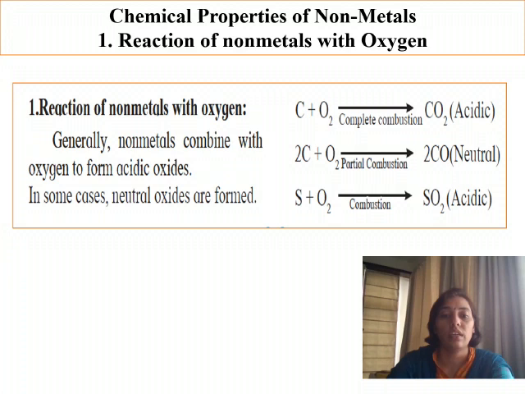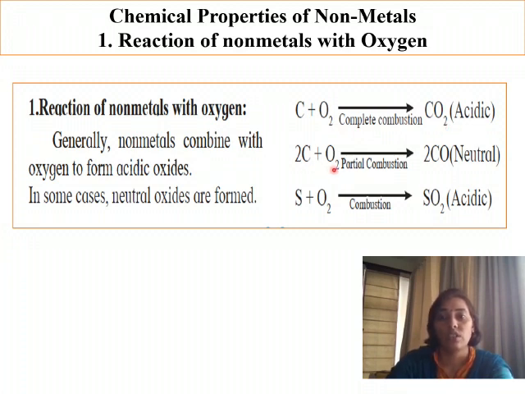Now we are studying the chemical properties of non-metals, and among that the first one that we are studying is the reaction of non-metals with oxygen. The very first is carbon and oxygen: complete combustion. Combustion means burning. When carbon is burned completely, the oxygen available is sufficient, and so complete burning or combustion takes place and it results in the formation of carbon dioxide, and this is acidic in nature.